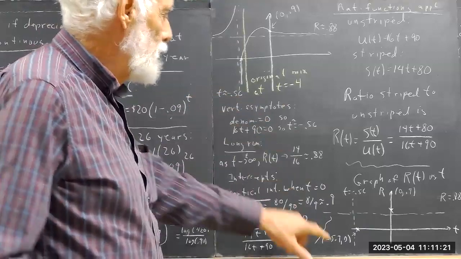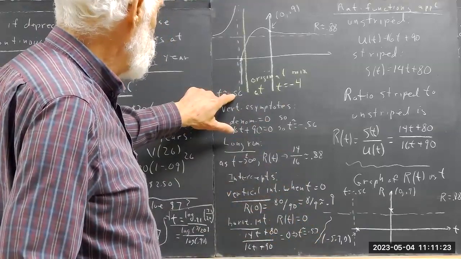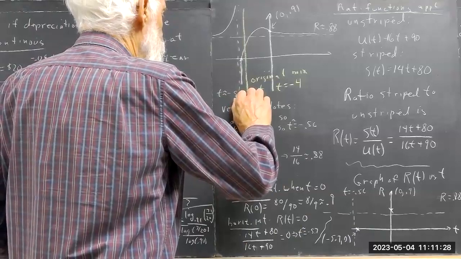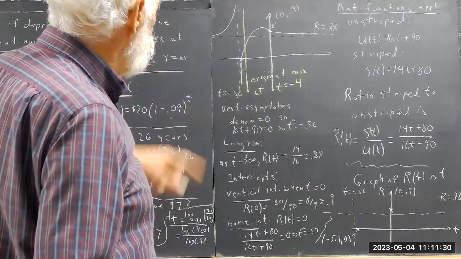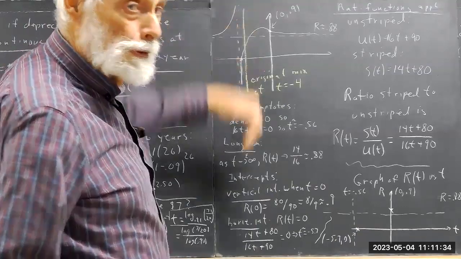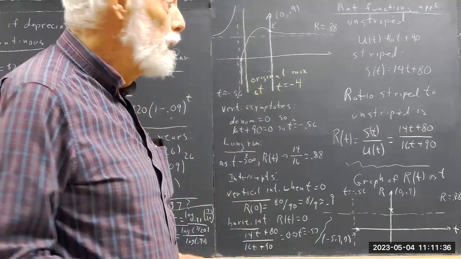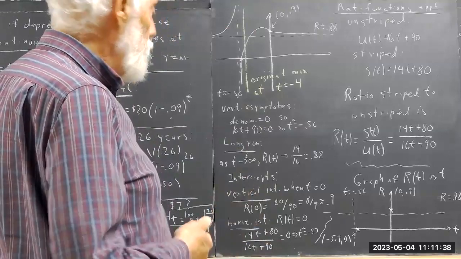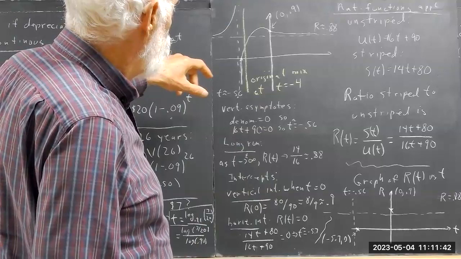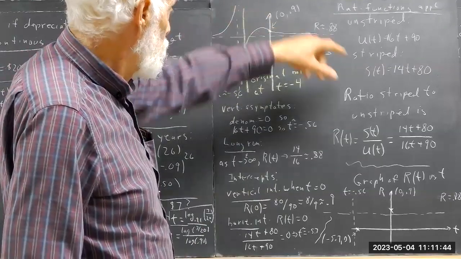This number isn't quite right. It's not 0.56, it's 0.6. This zero is going to be a little bit to the right of this vertical asymptote, but again, they're going to be very close. You're going to get something that looks like this.